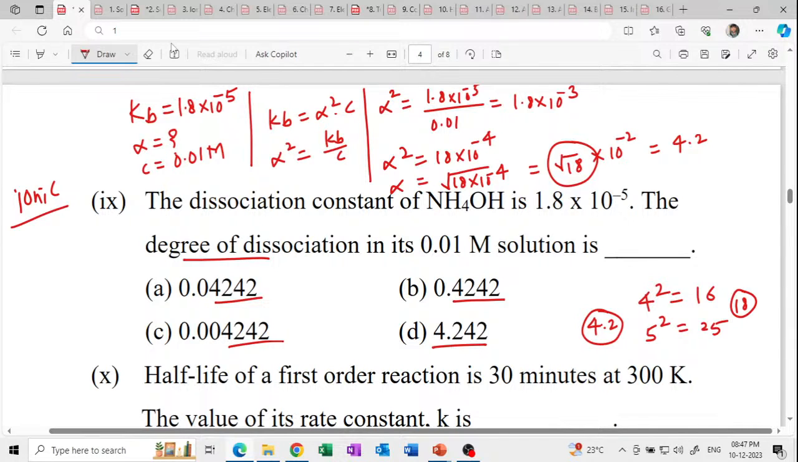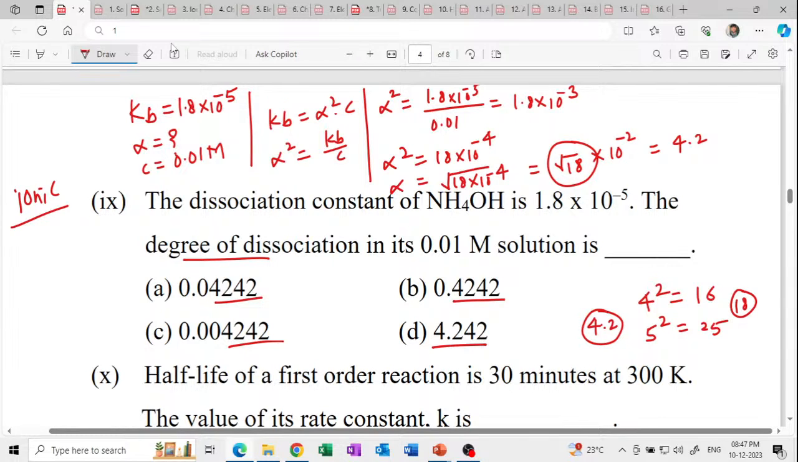Under root 18 value is predicted because 4 squared is 16 and 5 squared is 25, so under root 18 should be in between 4 and 5. The option is given as 4.2, so the value should be 4.2. So under root 18 value is 4.2 into 10 raised to minus 2, which is 0.042. This is the value, because this is 0.04.